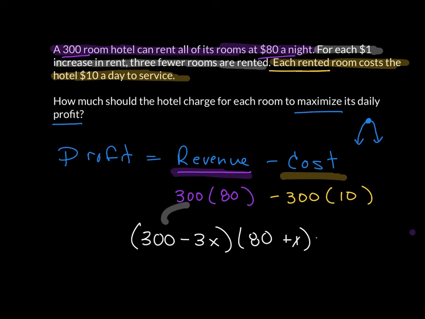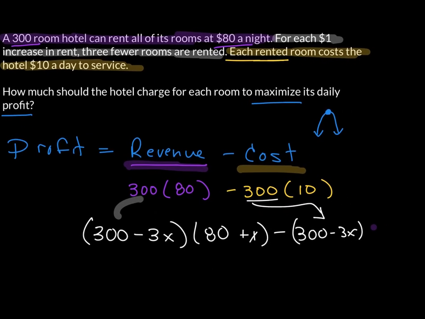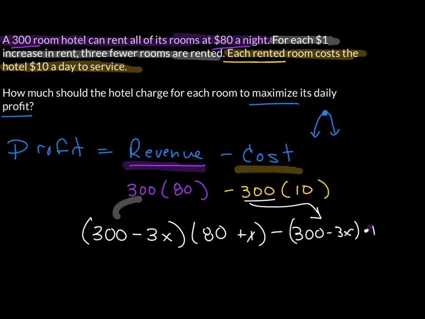Now, the cost also changes. The cost is 300 minus 3X because that portion doesn't change. How the 300 changes, it's still going to be 3 fewer rooms, but the cost per room doesn't change. So now I have this profit equation, and I'm going to go ahead and simplify all of that out.